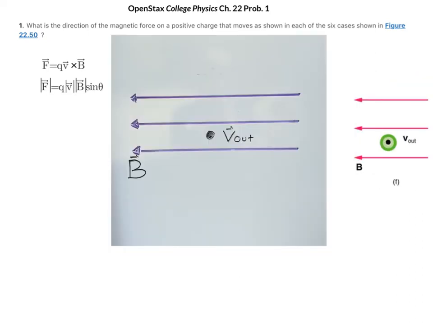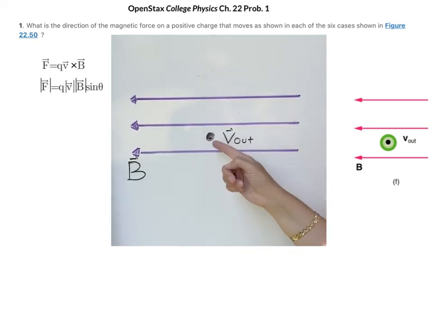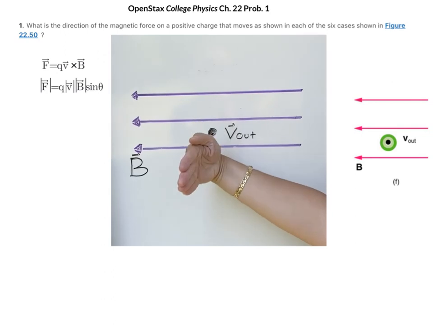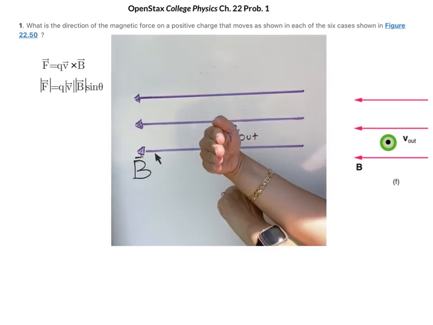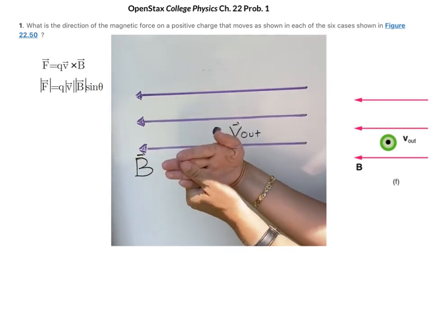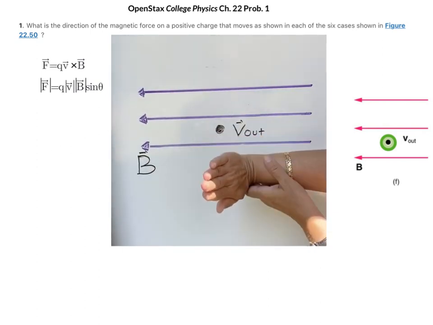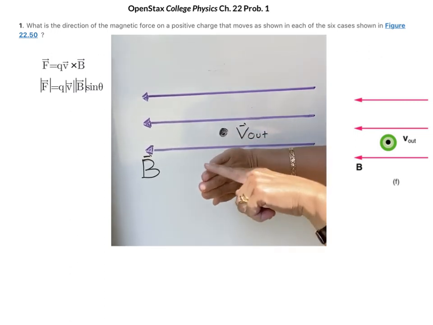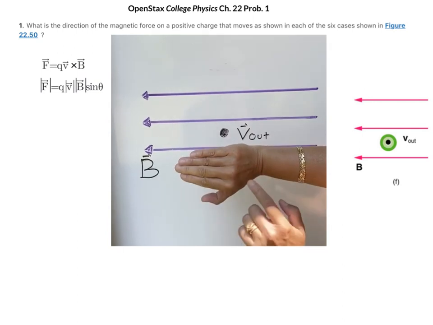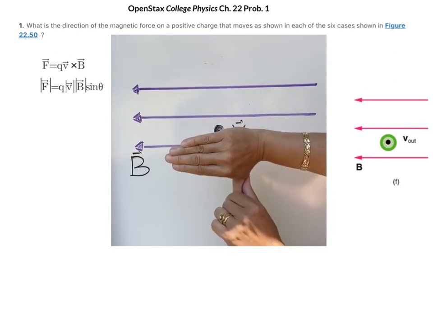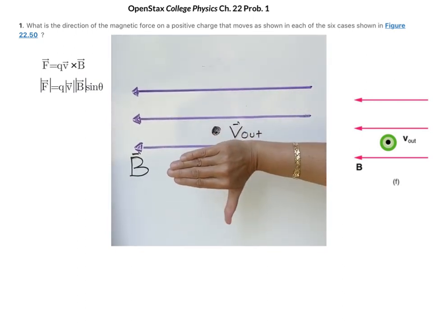Last example, we have a velocity coming out of this board and a magnetic field to the left. So we'll place our hand in the direction of the velocity, so the hand has to come out of that board, and we have to now bend our fingers in the direction of the magnetic field. Well, we can't bend them that way, so we have to rotate our hand, still coming out of the board, and now we bend our fingers in the direction of the magnetic field. Then the outstretched thumb will be the direction of the magnetic force.